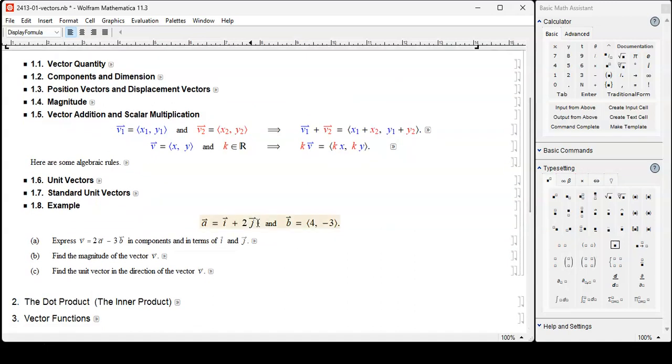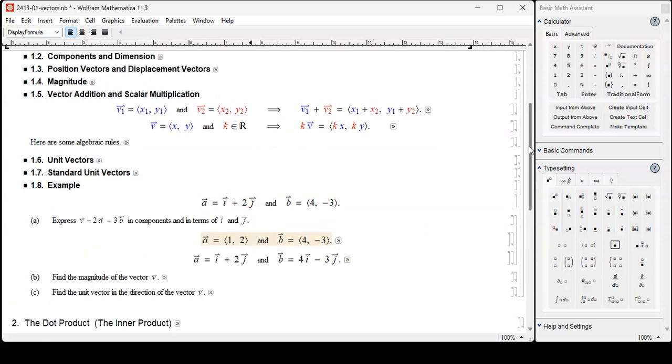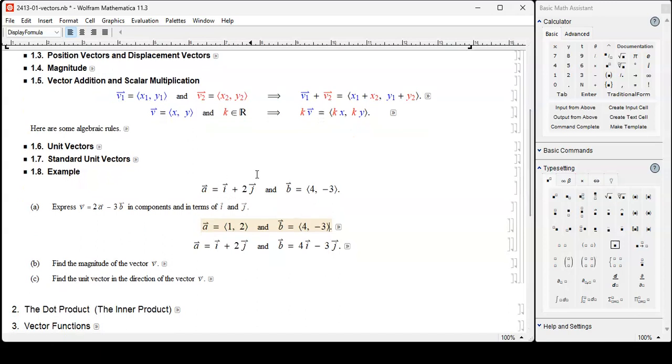A is given like this, and B is given like that. B, this one is straightforward: 4, -3. But A, well, this is an ij expression. So how can I rewrite it into the triangular bracket expression as components? We can rewrite it as 1, 2. Is that clear? This one here, as I highlighted in blue, is 1, 2.